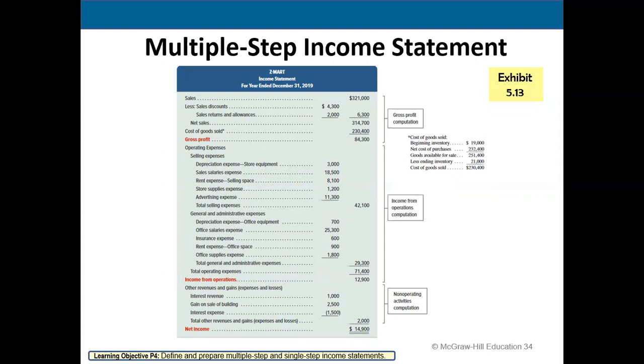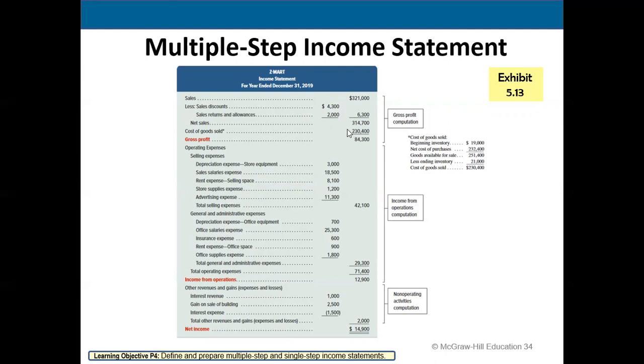So you'll see it starts with sales at the top, but then there'll be less any sales discounts and less sales returns and allowances, which we learned is when we're the seller, any discounts or returns and allowances we offer. Our sales minus our sales discounts and returns and allowances is our net sales.